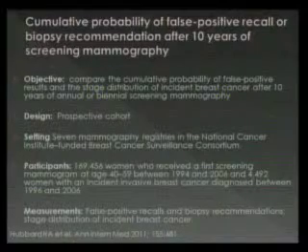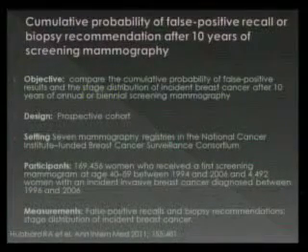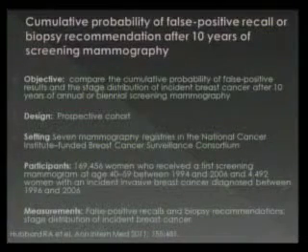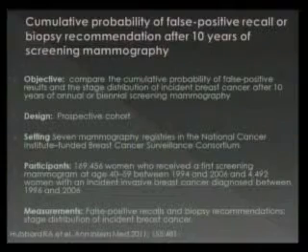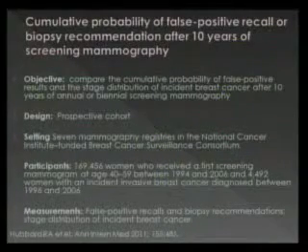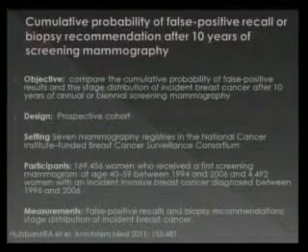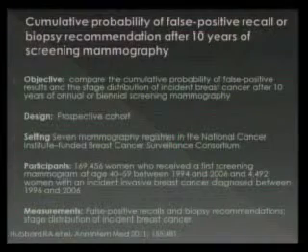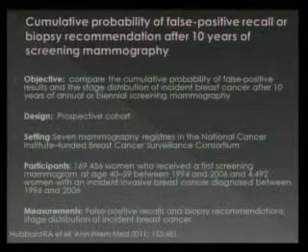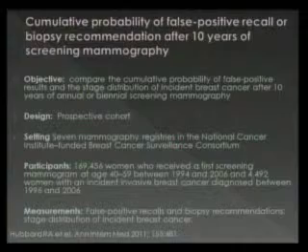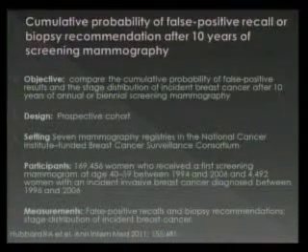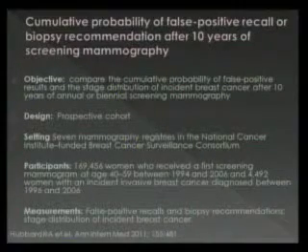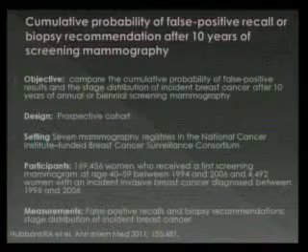So this is by Hubbard et al. And again, this is going along with the data from where the U.S. Task Force is coming from. This is the cumulative probability of a false positive recall or biopsy recommendation after 10 years of screening mammography. This is a prospective cohort. They looked at 7 mammography registries in the National Cancer Institute, and they found about 170,000 women who received the first screening mammogram between the ages of 40 and 59 between 1994 and 2006. And they found 4,400 women with invasive breast cancer diagnosed between 1996 and 2006.